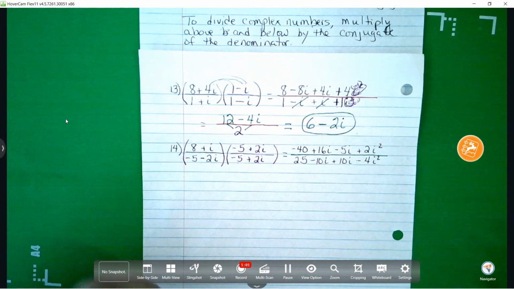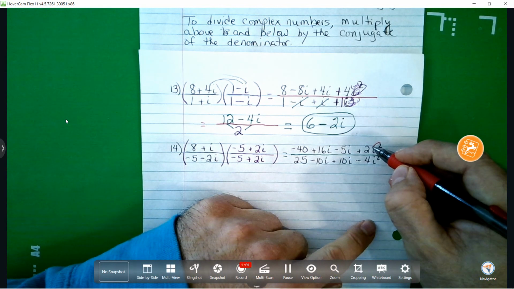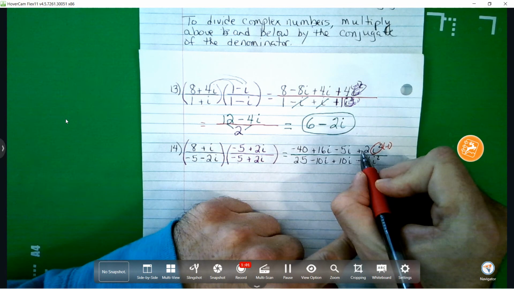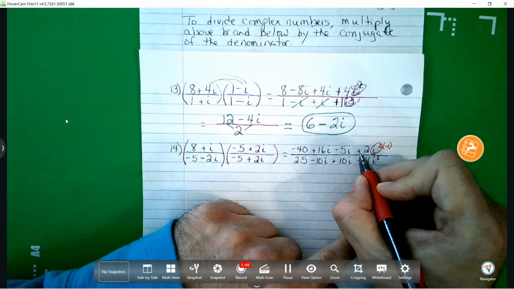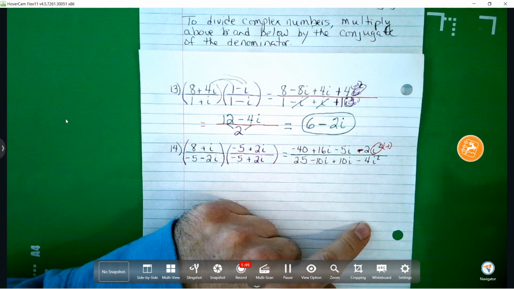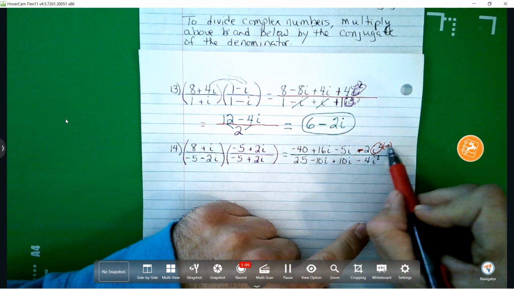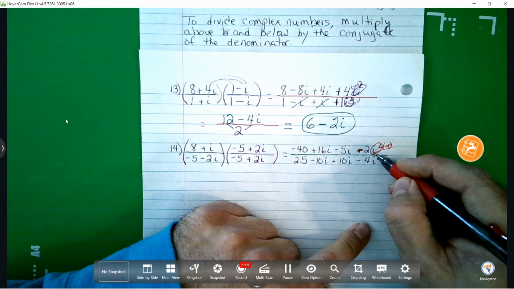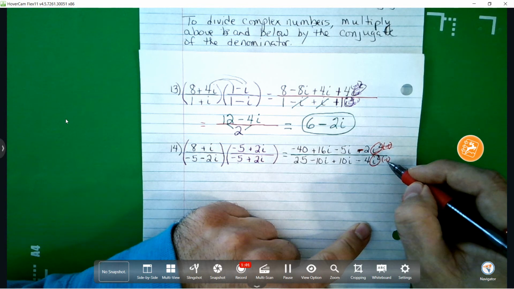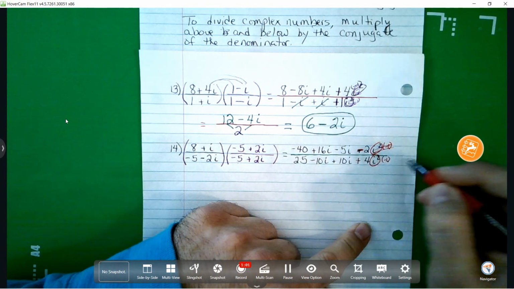So replace those i squares with negative 1, which is just going to change the sign in front of this 2. So instead of a plus 2, we're going to have a minus 2. It's a little messy, isn't it? Down here, replace the i squared with the negative 1. Negative 4 times negative 1, that's just going to be a plus 4.